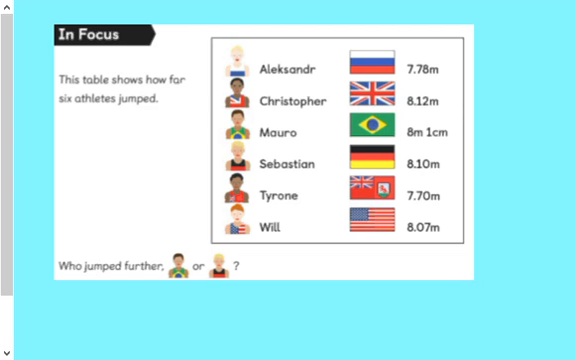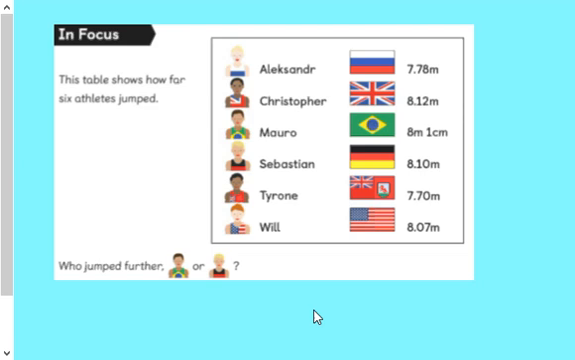So our own focus task this morning, you can see on the chart here, this table shows how far 6 athletes jumped. And the question is asking, who jumped further? Was it this athlete or this athlete? And we will revisit this at the end of the lesson. But what I want you to do is just have a little look at the distances there.